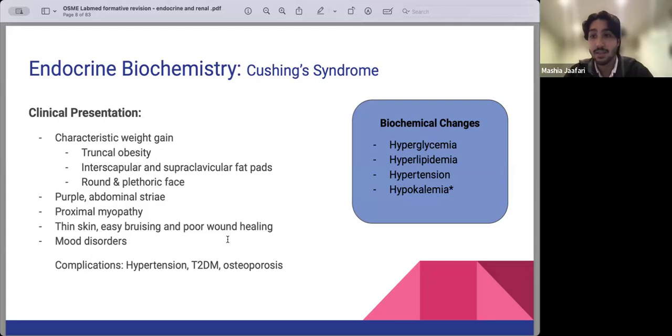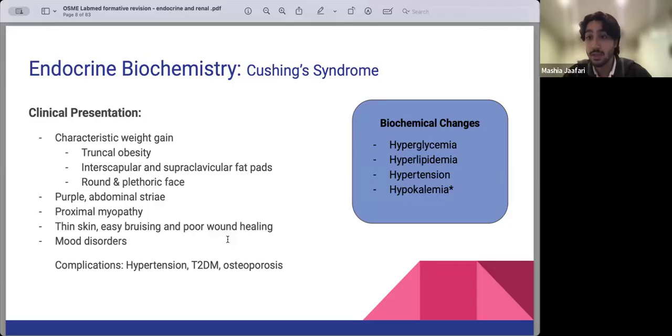And that's why you get this characteristic Cushing syndrome appearance where people get increased weight gain, specifically around the abdomen. So we call that truncal obesity, so obesity that's specifically on your belly. You can also get fat pads on your back, and the face usually gets quite round. So that's called moon face. And as your abdomen gets quite big and it stretches, the skin starts to stretch, and you can get striae, which are these purple bands on your belly.